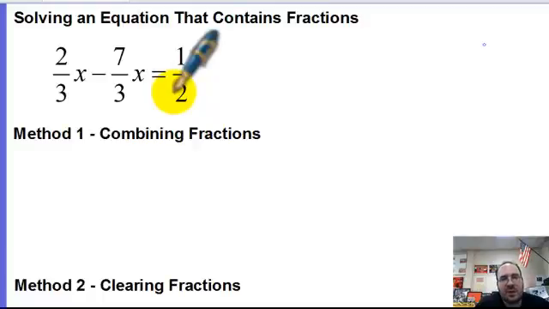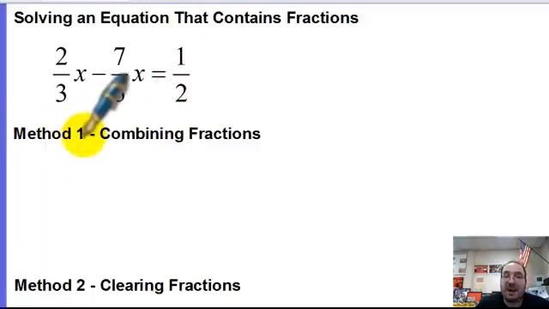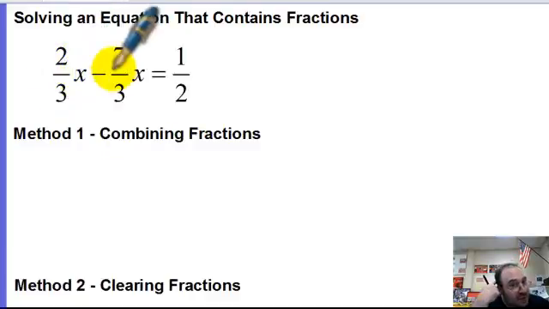Okay, the next thing we want to do is learn how to solve an equation with fractions. We've actually seen a couple like this already, but there are a couple ways you could do it here. First of all, you could do it by what I call method 1, which is combining fractions. So you can just take this 2/3 x and subtract 7/3 x.